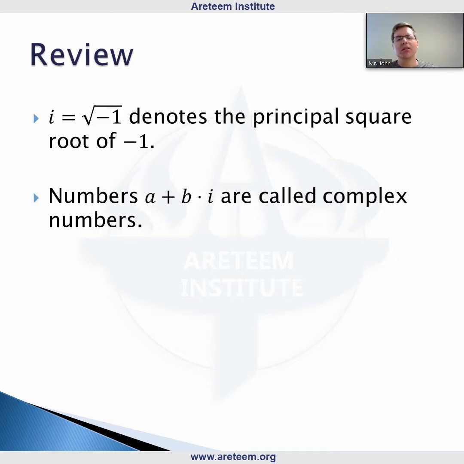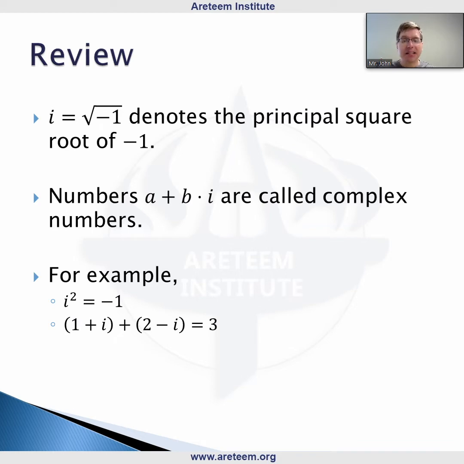Numbers of this form, a real number plus i times another real number, a + bi, are called complex numbers. We can work with these like normal numbers if you think of i as a variable. We already said i was the square root of -1, so i squared should be -1. If we want to add these numbers, just like adding variables, 1 + i plus 2 - i is 1 + 2, that's 3, and i - i is 0, so we just have the number 3.